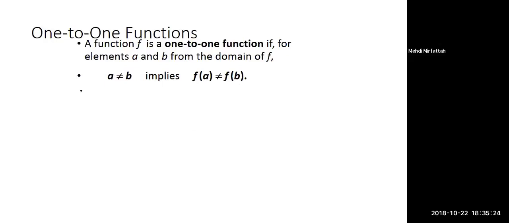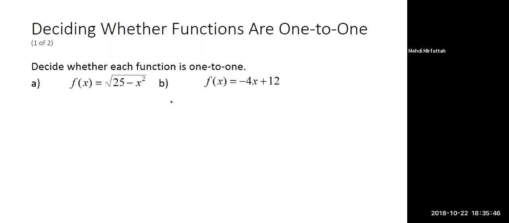A function f is a one-to-one function if, for elements a and b from the domain of x, if you pick two numbers, a not equal to b implies that f of a is not equal to f of b. We're going to look at some examples to use this property to find out whether the function is one-to-one or not. Let's take a look at these two examples. Decide whether each function is one-to-one.